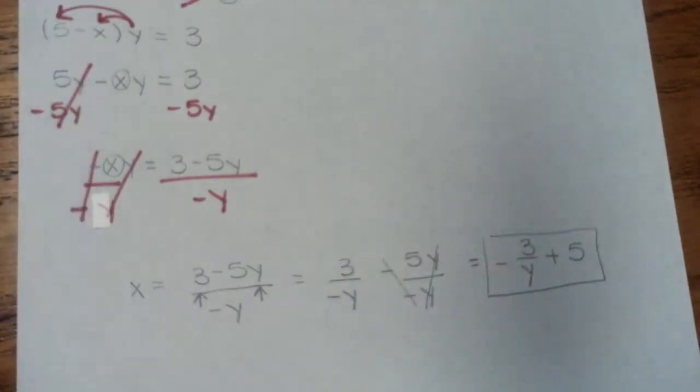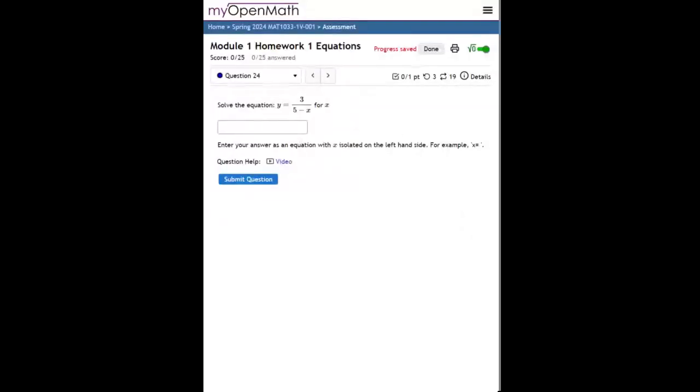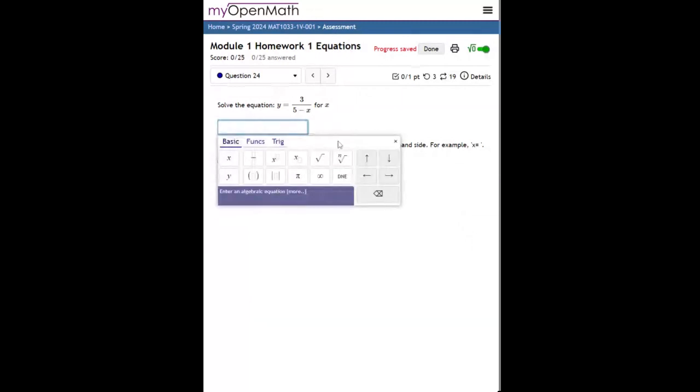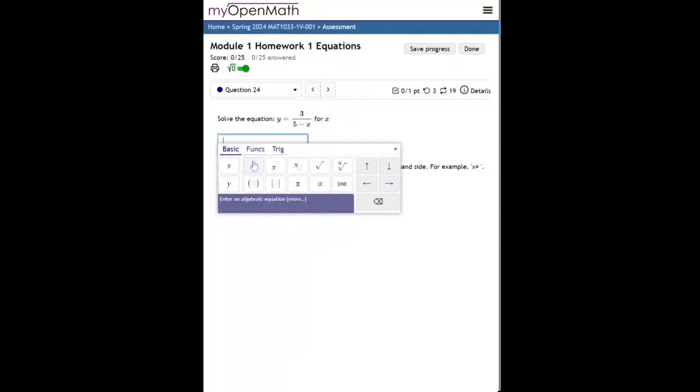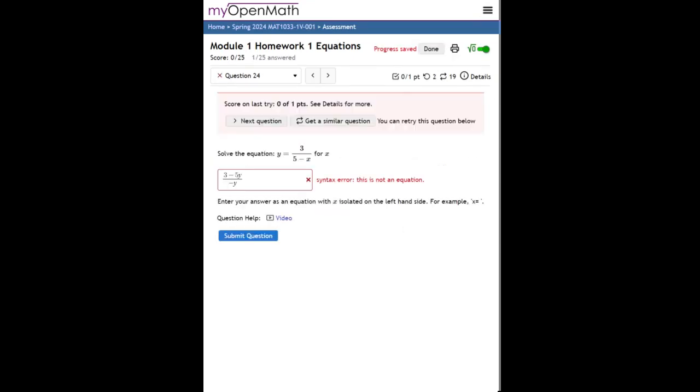So let's plug this into the homework and then go from there. Let's see if it'll let us do the first one. So say if we had a fraction and we have 3 minus 5y all over negative y. Let's see if it'll take that.